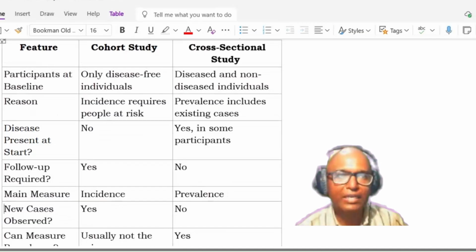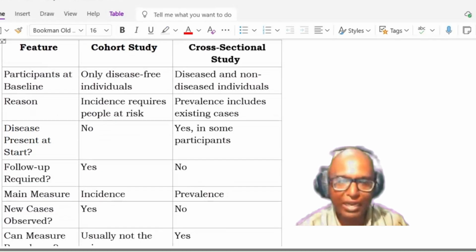The purpose for the cohort is the incidence calculation. Why do you require disease-free participants? Because you want to calculate the incidence. In cross-sectional, you will get the prevalence because it includes the existing cases. Okay, so in cross-sectional, you will get the prevalence. Disease is present at the start in the cross-sectional, it is not present in the cohort.